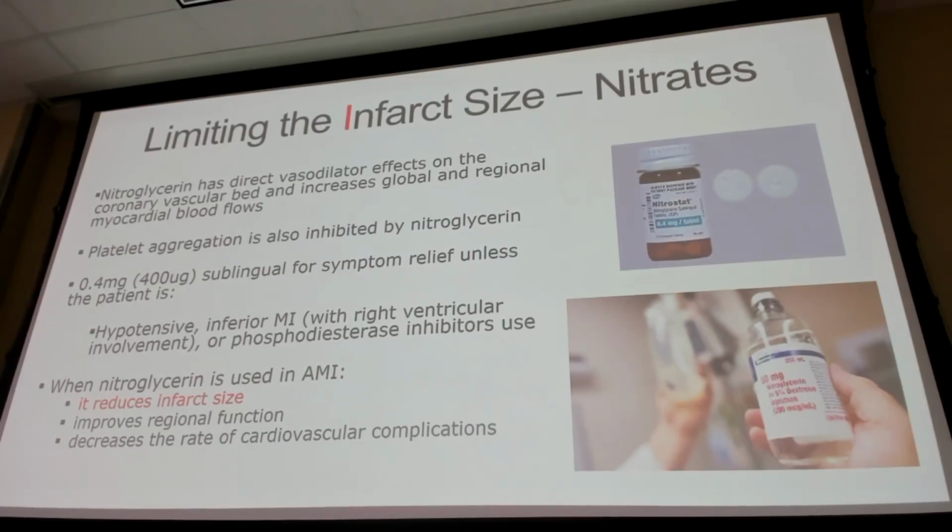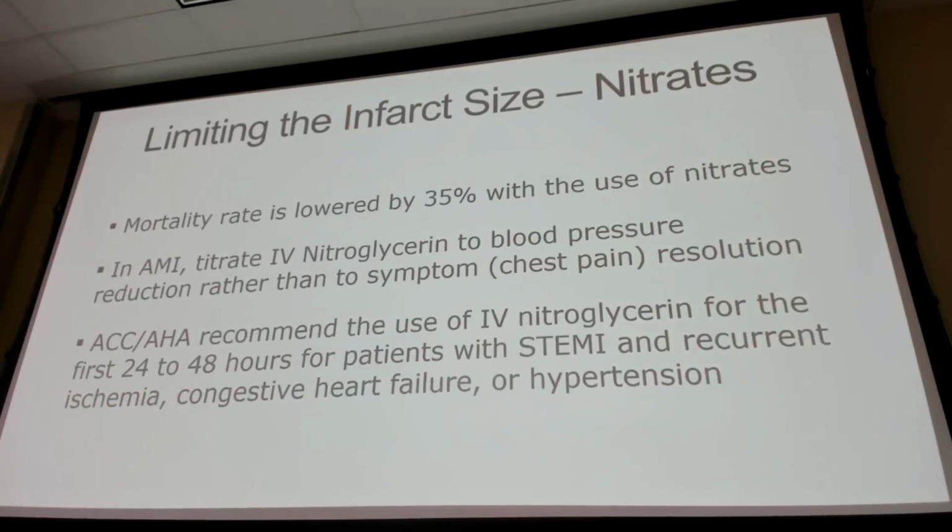We just have to remember if they're hypotensive, this is going to drop their blood pressure even more. If they have right ventricular involvement with that inferior MI, we don't want to give it. And if they have any phosphodiesterase inhibitor use, like your Viagra and all those other newer ones now that are a little bit longer acting, those are contraindications to giving nitrates. All right, so there's a pretty significant mortality lowering rate with giving nitroglycerin, so it is an important therapeutic we can give them to help limit that infarction. And we just have to make sure we're looking at those contraindications for it first.